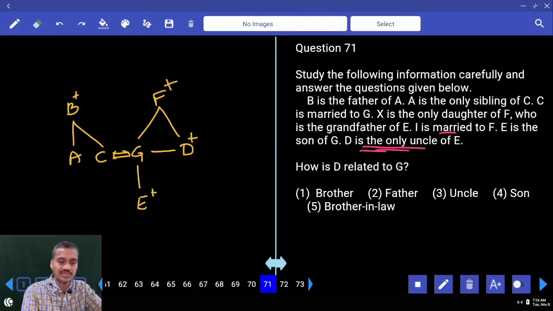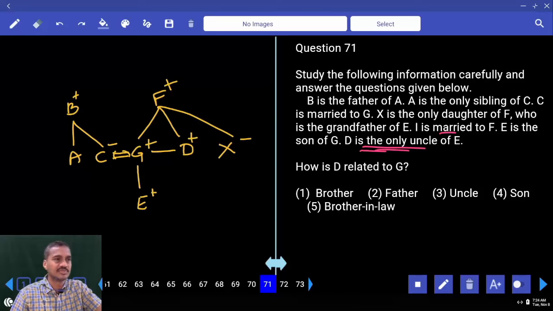X is the only daughter of F. As X is the only daughter of F, X is a female. The remaining children must be males. G is a male, C is a female. And this X has how many children? 3 children. And this F is married to whom? And I is married to F. F and I are a married couple. This is the final information we have.